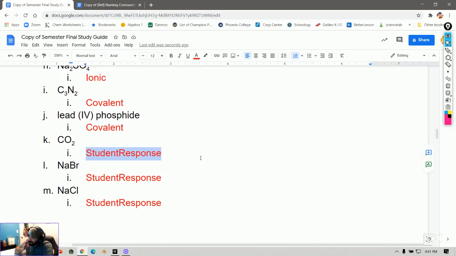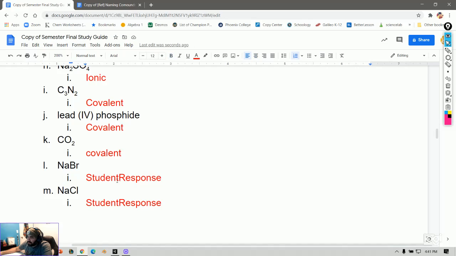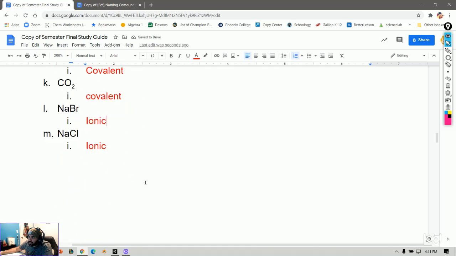CO2, well, that's carbon and oxygen again. We already figured out that was covalent. NaBr, let me find those. Sodium, Na, and bromine, Br. That's a metal and a non-metal. So that is ionic. And chlorine is right above bromine, so it's also a non-metal, so this is also ionic. Okay, that's how you would do those.